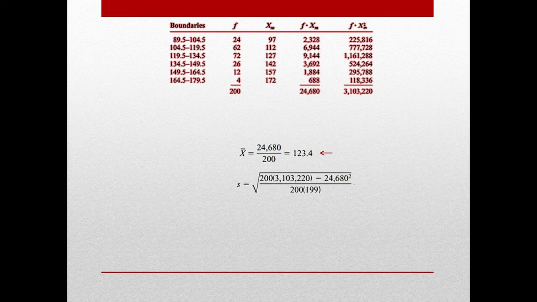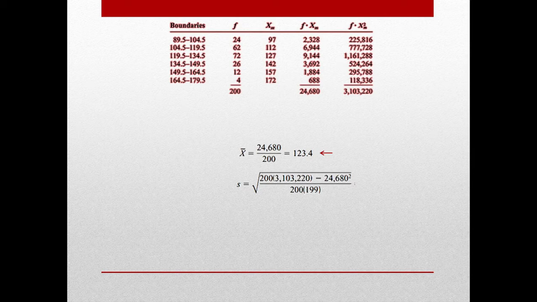So our standard deviation is equal to the square root of the summation of frequency multiplied by the summation of frequency times midpoint squared, minus the summation of frequency multiplied by midpoints, raised to 2, all over the summation of frequency multiplied by the summation of frequency minus 1.